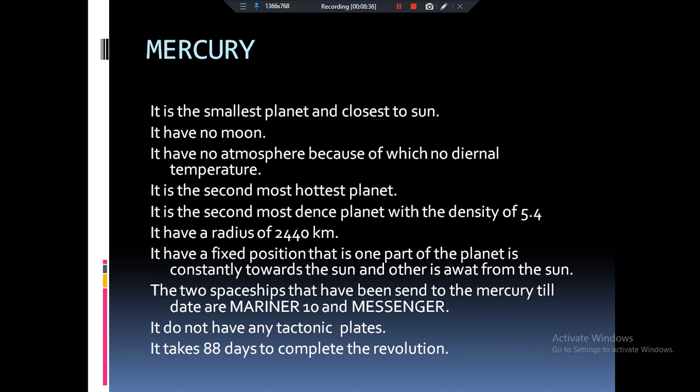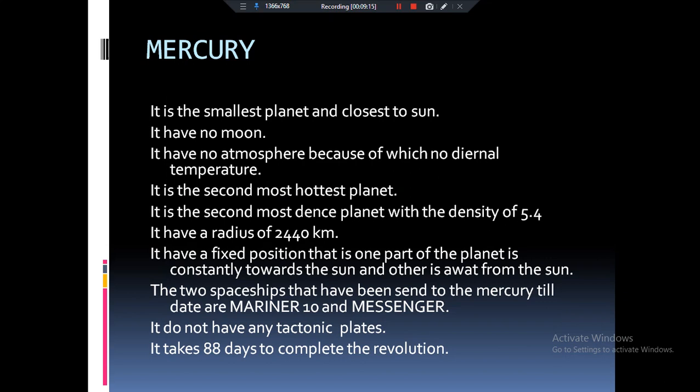It doesn't have any natural satellite, and also due to its high temperature, only 2 spaceships, the Mariner 10 and the Messenger, have entered Mercury. But they were not able to do any such research on it. And one more thing, it is the second most dense planet of the solar system with a density of nearly 5.4. You have to write down in the comment section which is the most dense planet of the solar system.